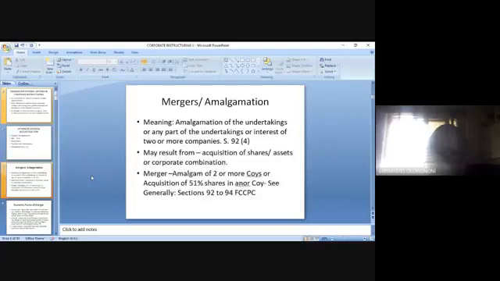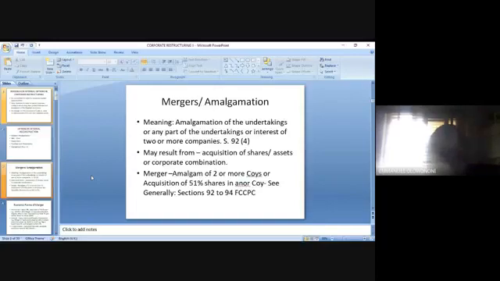Merger is defined to mean the amalgamation of the undertaking or any part of the undertaking of two or more companies. I refer you to section 92, subsection 4 of the FCCPC Act. It may result also from acquisition of shares and assets or a corporate combination. A merger typically, therefore, is amalgamation of two or more companies or acquisition of 51% shares in another company. I refer you generally to sections 92 to 94 of the FCCPC Act.